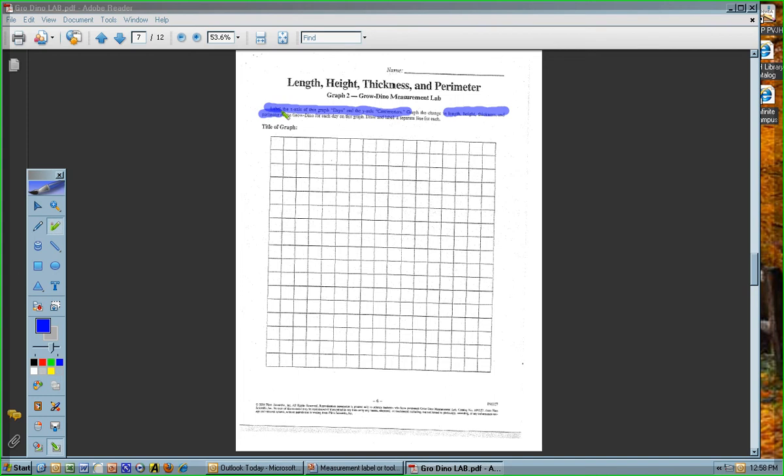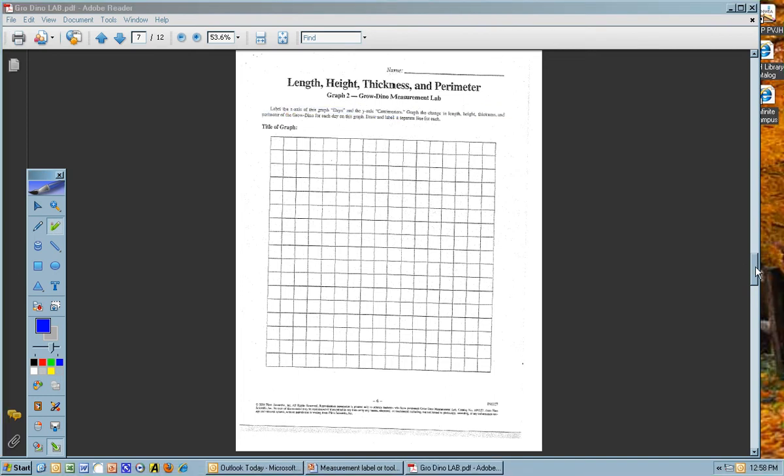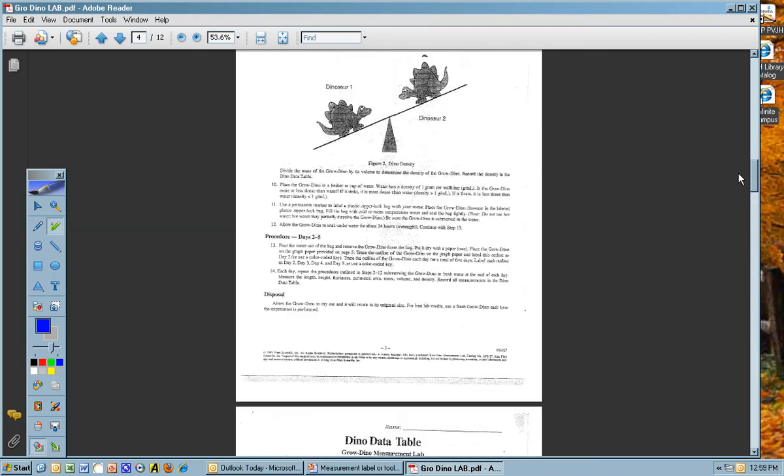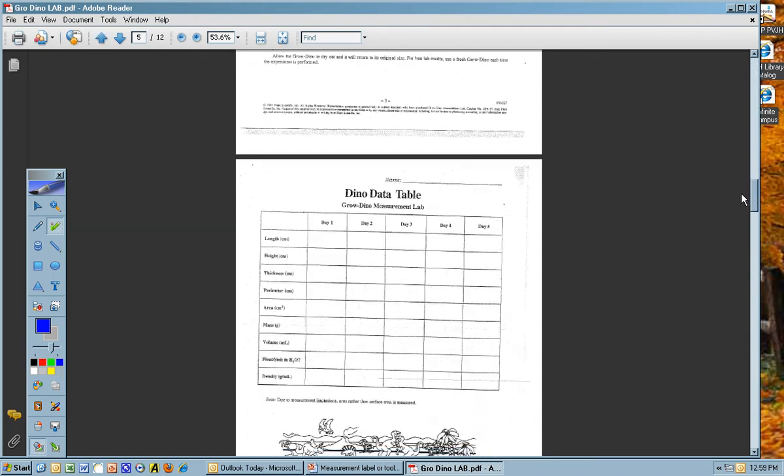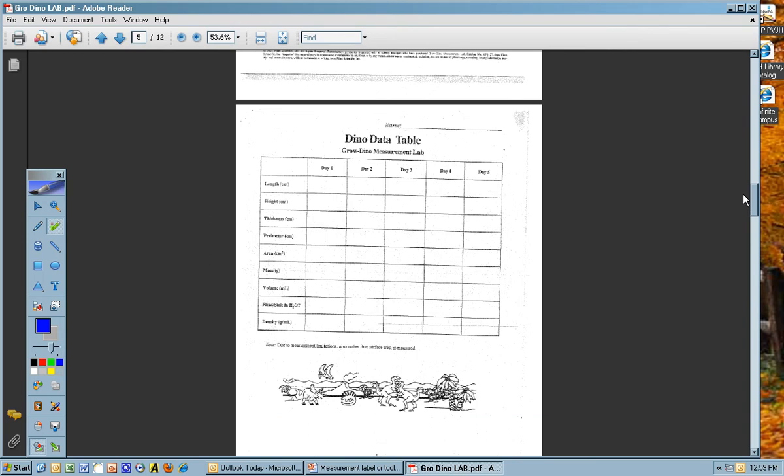Now, if you remember when we were discussing graphing for the sponge animal lab, it takes two numbers to make a dot. So you're making 4 lines. You are making a line for length, a line for height, a line for thickness, and a line for perimeter.